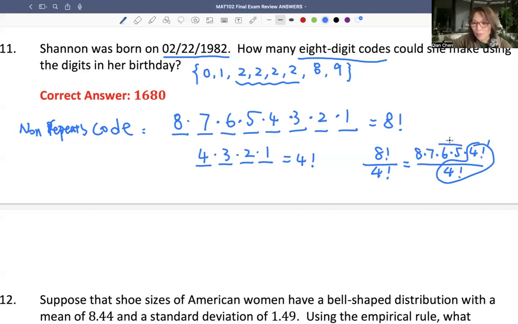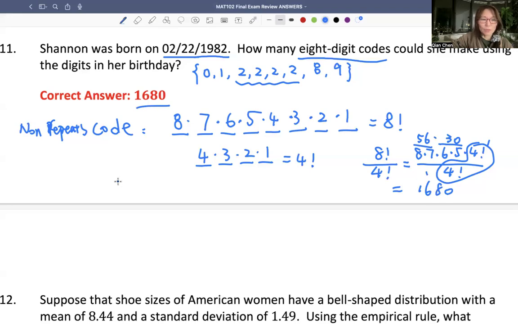So 5 times 6, 30. 7 times 8, 56. So 56 times 30, what do I get? The 0 in the end, 3 times 6, 18. Carry 1. 3 times 5, 15, plus this one, 16. So 1,680. So that's the answer here.